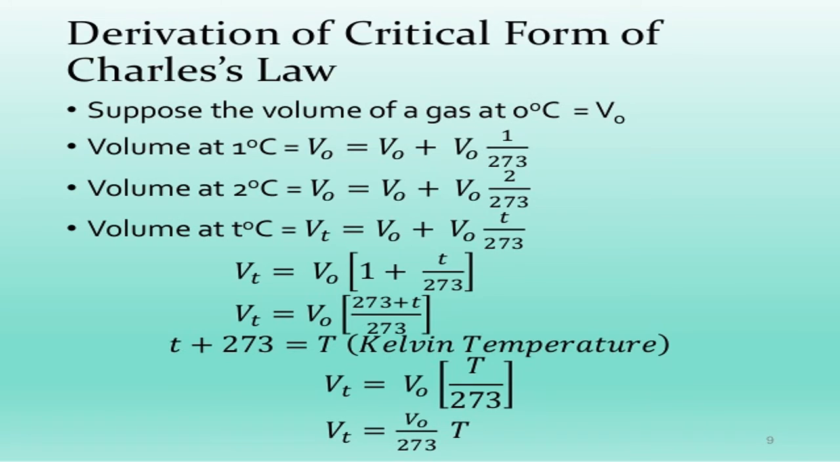Now a small derivation for Charles law. Charles found one more interesting thing: for each degree rise in temperature. What is Charles law? Charles law is the relation between volume and temperature, keeping the pressure and the amount of gas constant. So an increase in temperature increases the volume. This is the statement. But what they found is that for each degree rise in temperature, the volume of a gas increases by 1 by 273.15 of the original volume of the gas at 0 degree centigrade.